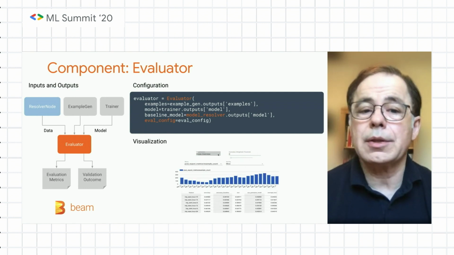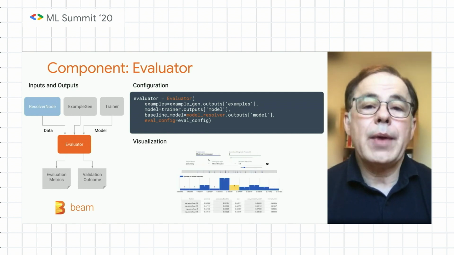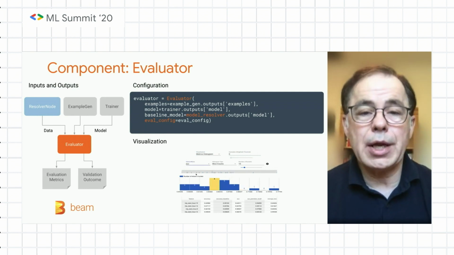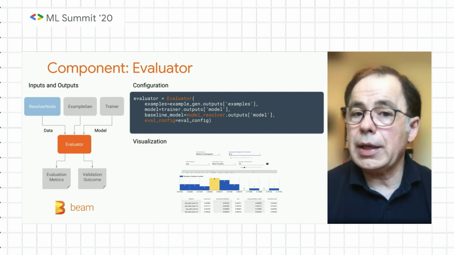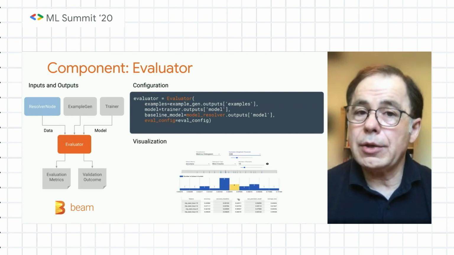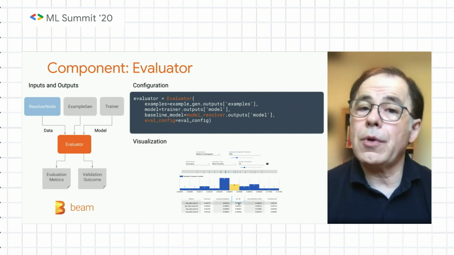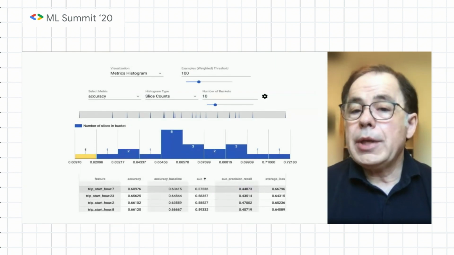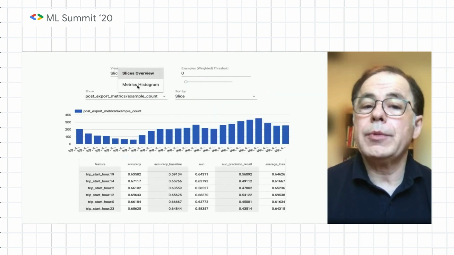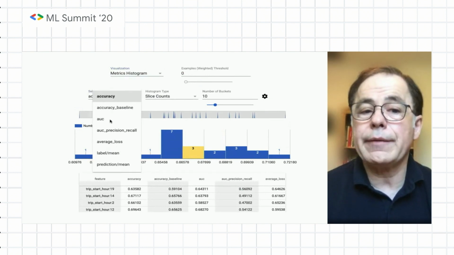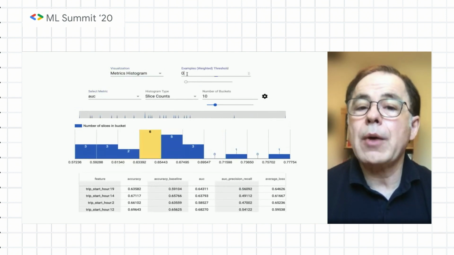The other thing that evaluator does is a comparison between what you already have in production and what you're training now. Because as you probably know, just because you trained a new model doesn't mean it actually performs better than what you already have. And we give you some visualization tools to help you really dive into the performance of your model, including at the slice level, and really understand how it's performing.